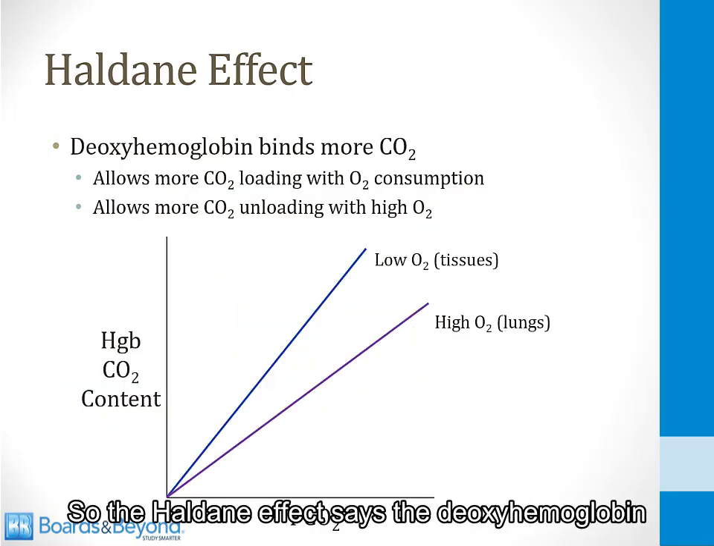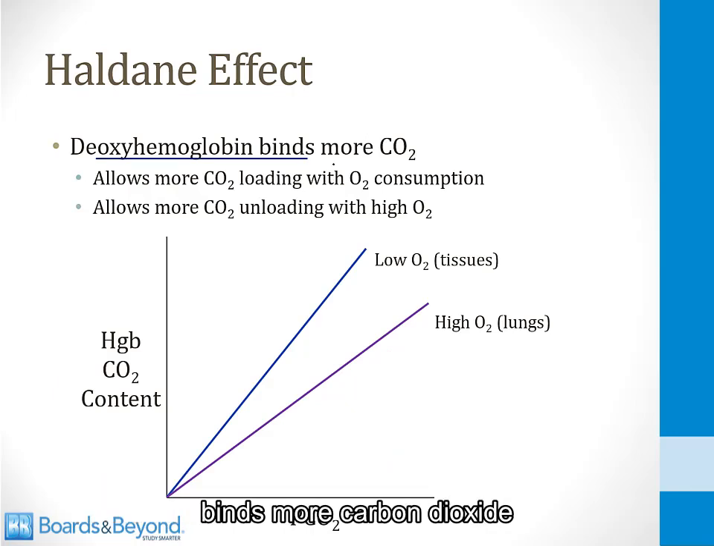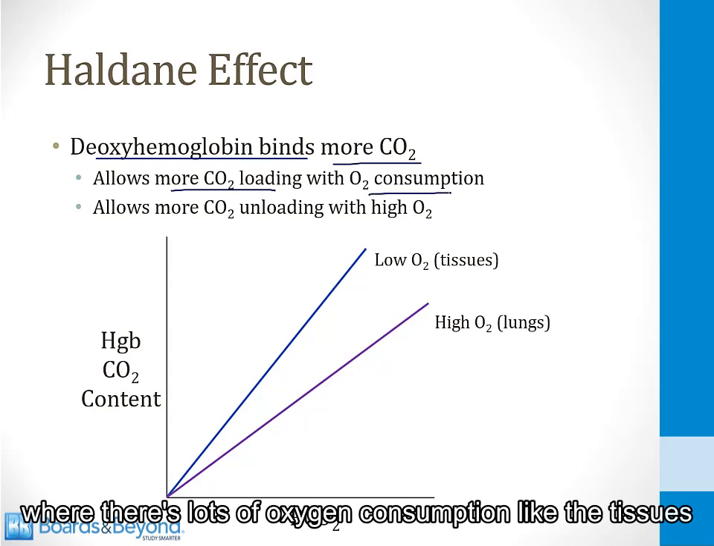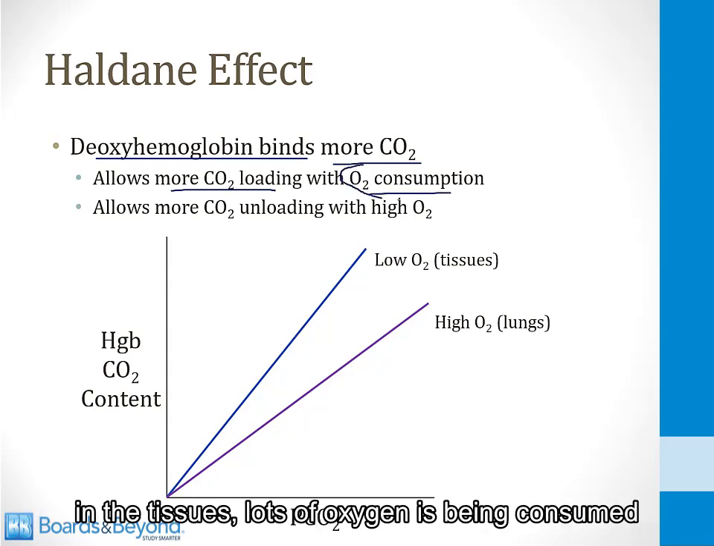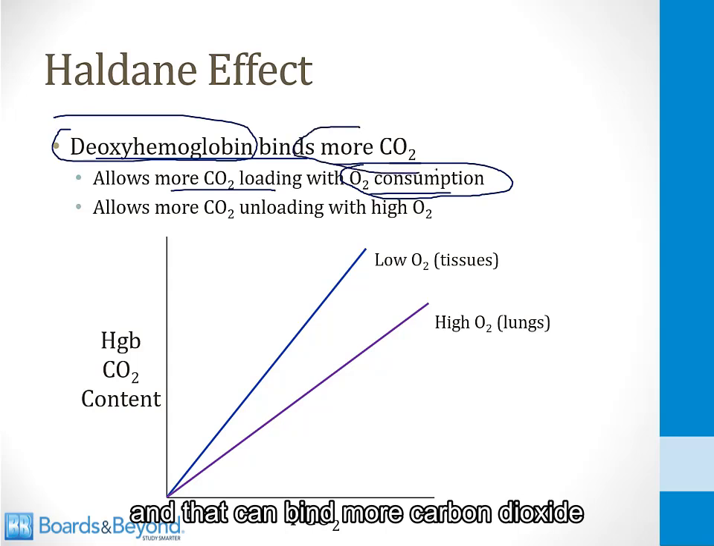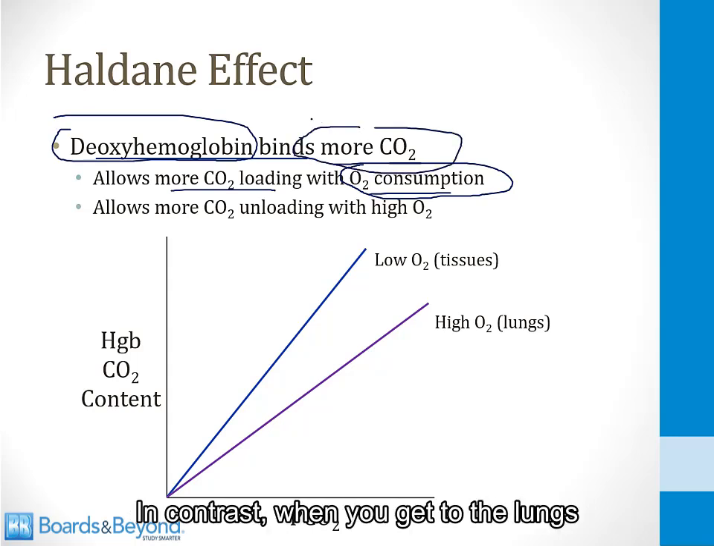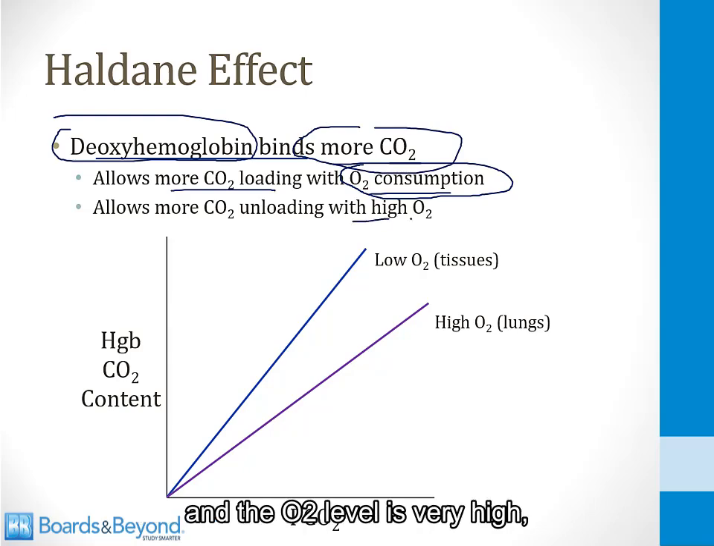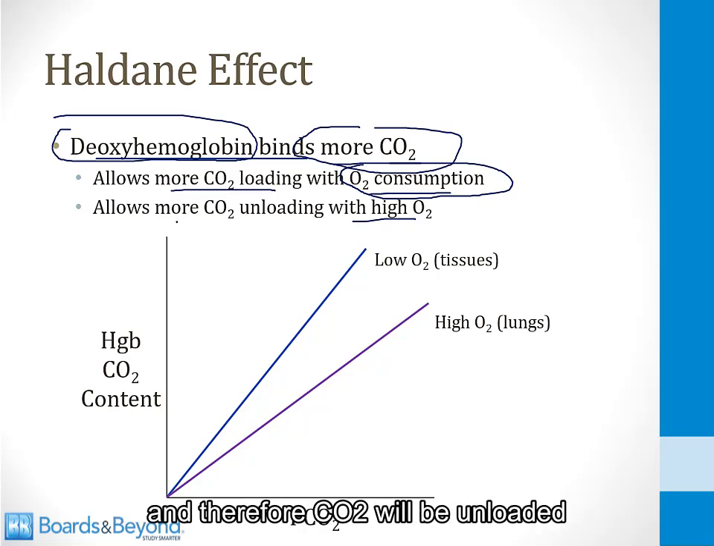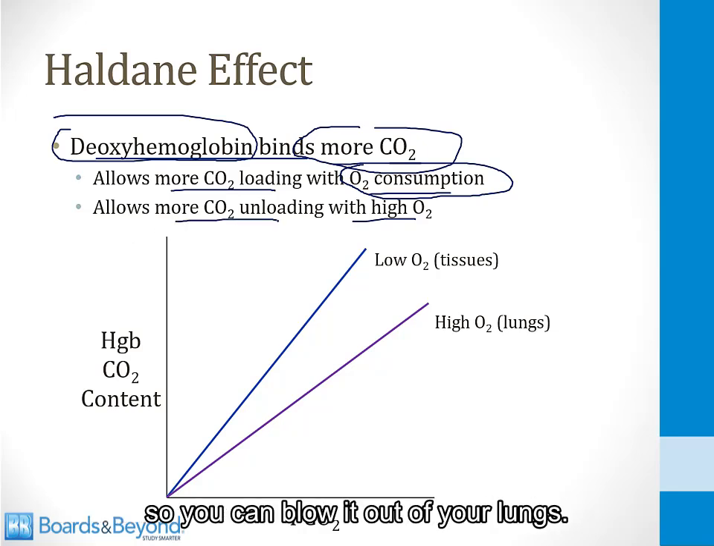So the Haldane effect says that deoxyhemoglobin binds more carbon dioxide, and this allows more carbon dioxide to be loaded in areas where there's lots of oxygen consumption, like the tissues. In the tissues, lots of oxygen is being consumed for metabolism, so there's a lot of deoxyhemoglobin around, and that can bind more carbon dioxide because of the Haldane effect. In contrast, when you get to the lungs and the O2 level is very high, then there won't be much deoxyhemoglobin around, and therefore CO2 will be unloaded so you can blow it out of your lungs.